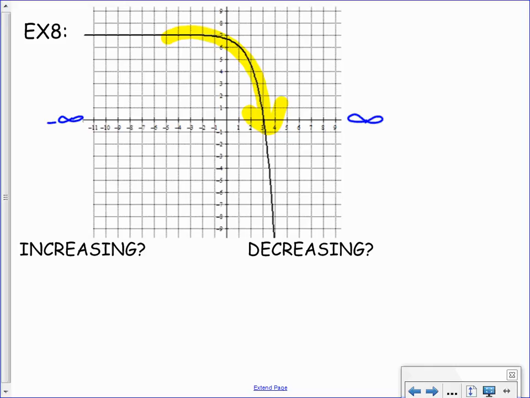Okay. Since this is always decreasing, there is no increasing. But if it was decreasing, wouldn't it be going that way? Oh wait, left to right. To tell if it's increasing or decreasing, you just look at the direction it's going. But then to describe it, you pull it from the x values. How do we write this, where it's always decreasing?